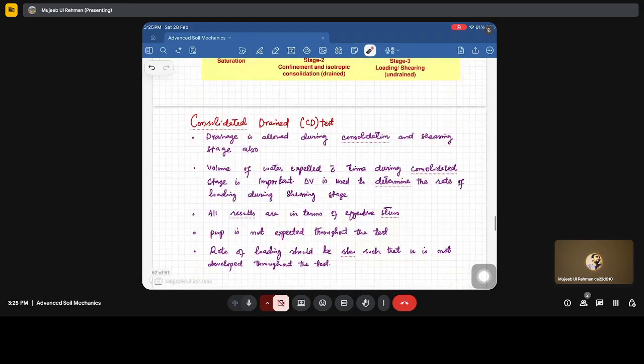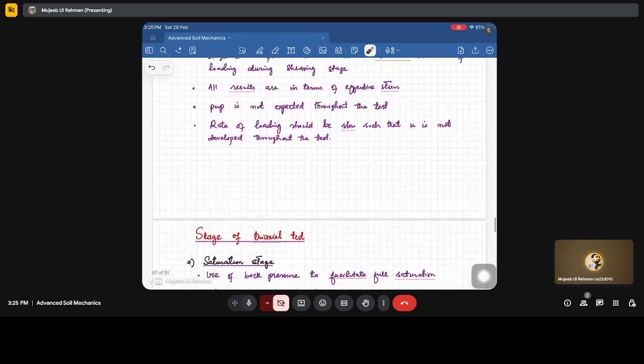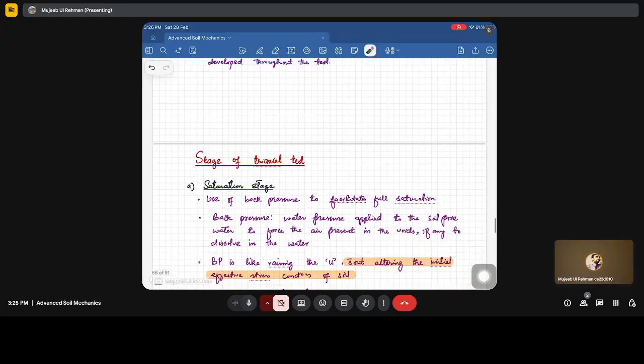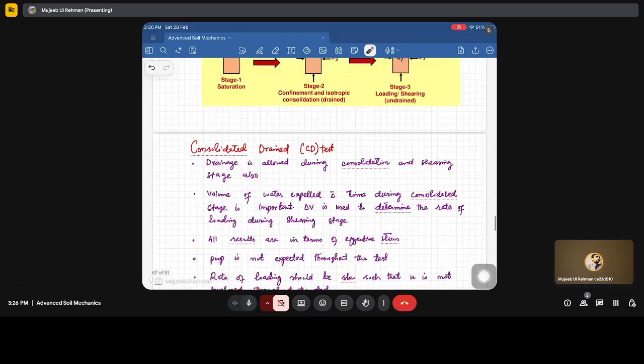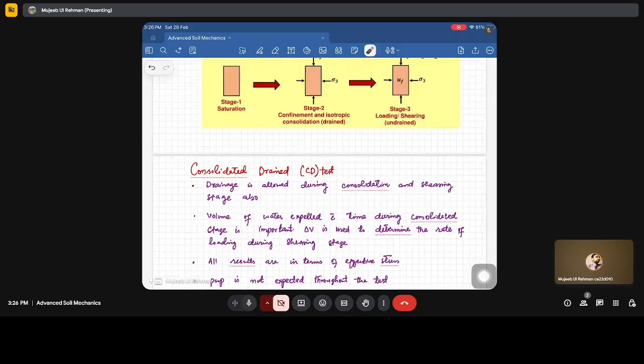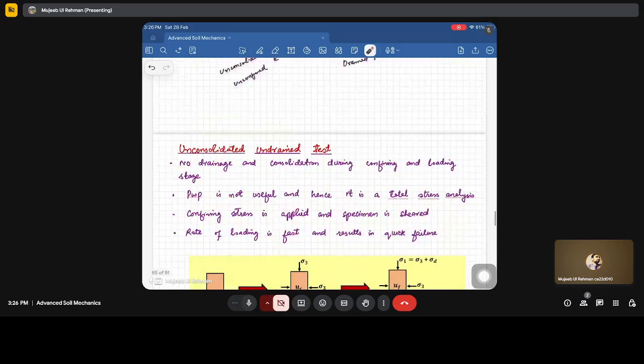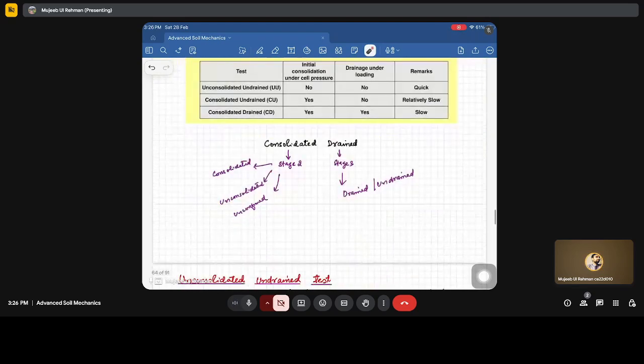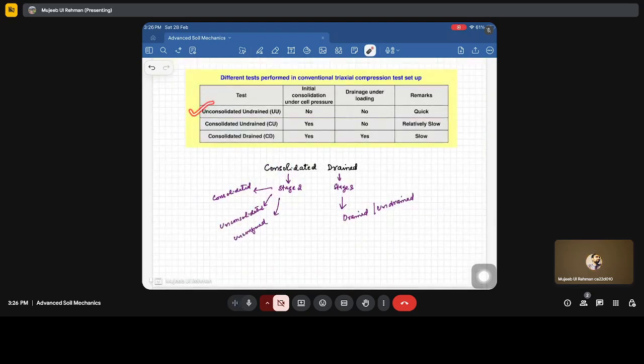Now, as I told you, there are different stages of the triaxial test. Please note that these stages are meant for the consolidated drained and consolidated undrained tests. For the unconsolidated undrained test, we are ensuring that the sample is saturated, then applying the cell pressure, applying the consolidation pressure, whatever be the desired, and then we are shearing it.